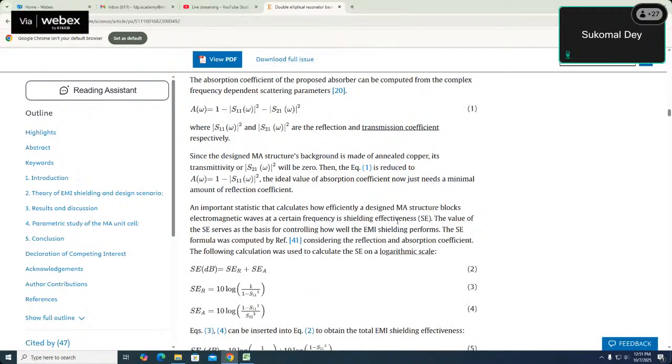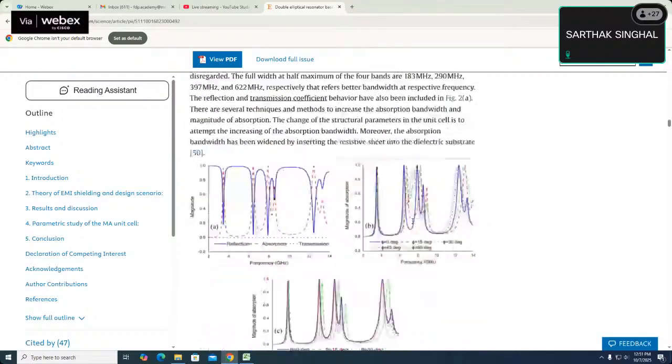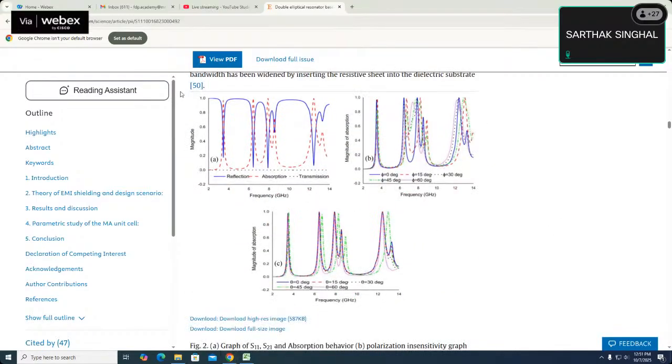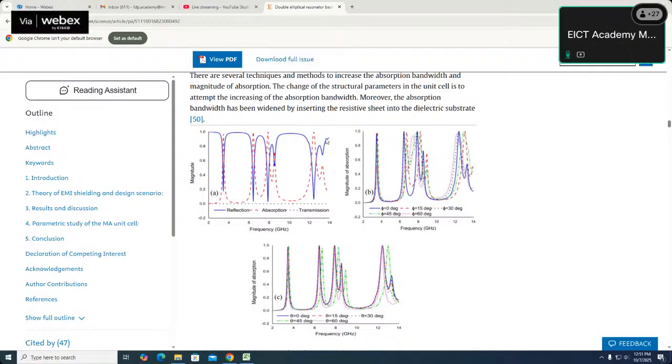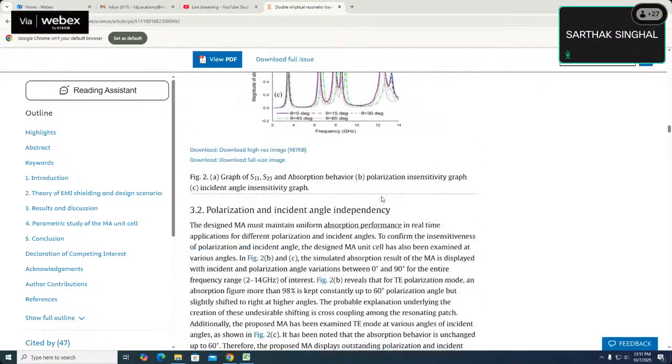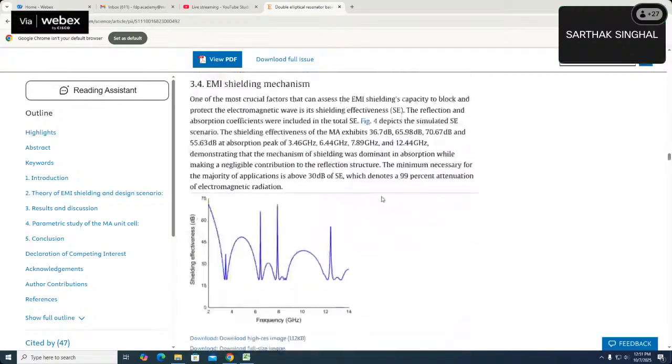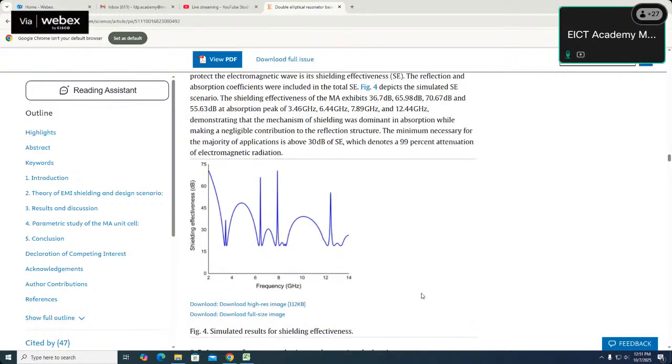Now, Vikram, kindly show the shielding effectiveness plot and the absorption plot. So this is the plot for absorption, the red one. The four peaks will come. And this is the shielding effectiveness equation. So both the things are quite contradictory to each other, as we have seen in the papers.